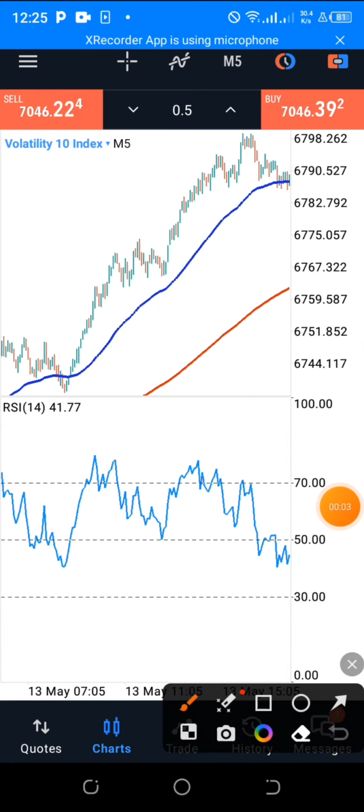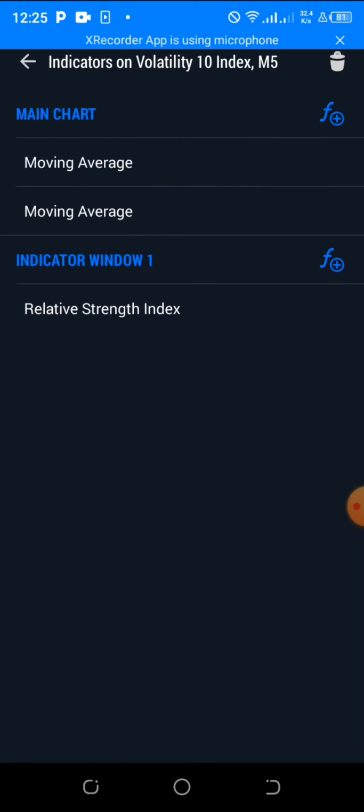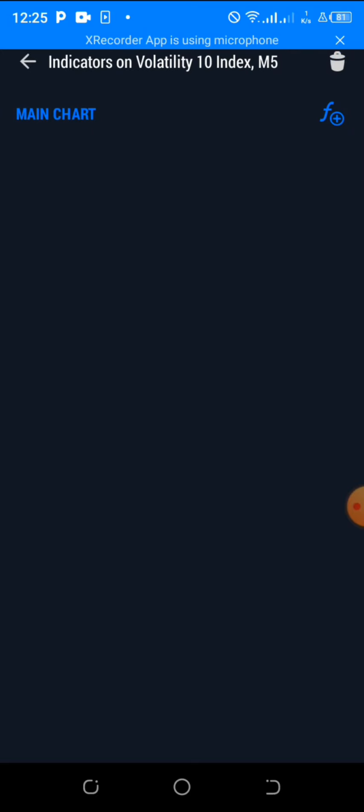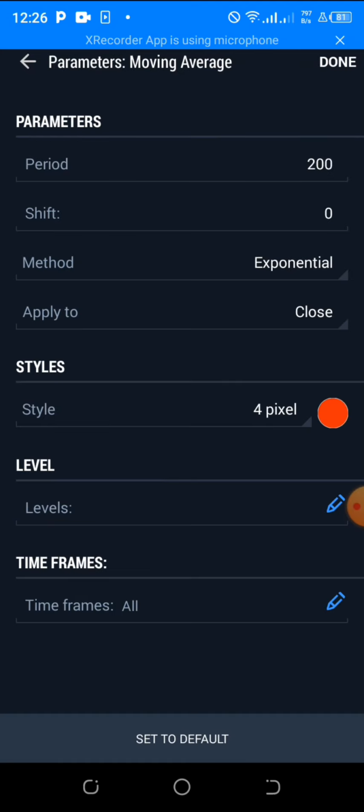Okay, let's look at the settings. We're going to go to this icon that is right here. We click it, then I'm going to remove everything that is there on the chart. Then I'll start again. We go to that F icon, then we're going to go to the moving average. With the first moving average, we have a period of 200, shift 0, method exponential, apply to close. The line is going to be 4 pixels with the color red. Then when you're done, you click done.